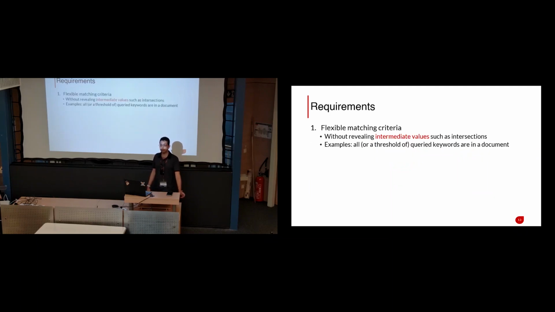First, PCM protocols must be able to compute flexible matching criteria without revealing intermediate values such as the intersection to the parties. For example, a document is relevant to the investigation if it includes all queried keywords or a threshold of them.